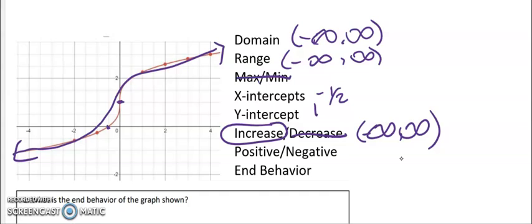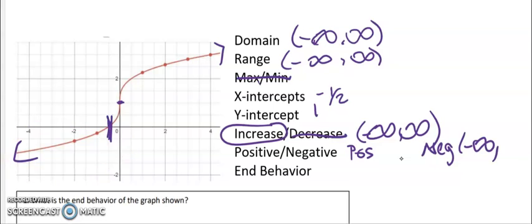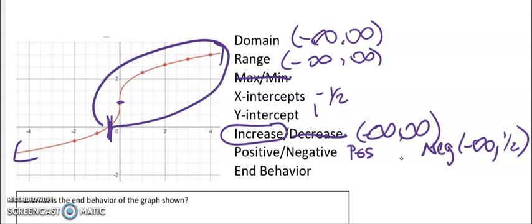Okay? Now let's talk about this positive and negative that we struggle with. This is where it's negative. Okay? So we'll talk about the positive in just a second. But the negative portion is from negative infinity until we get right here at the 1/2 mark. Okay? And then all of this up here is a positive portion. So we're starting at that negative 1/2 mark, and we're going to positive infinity from there.